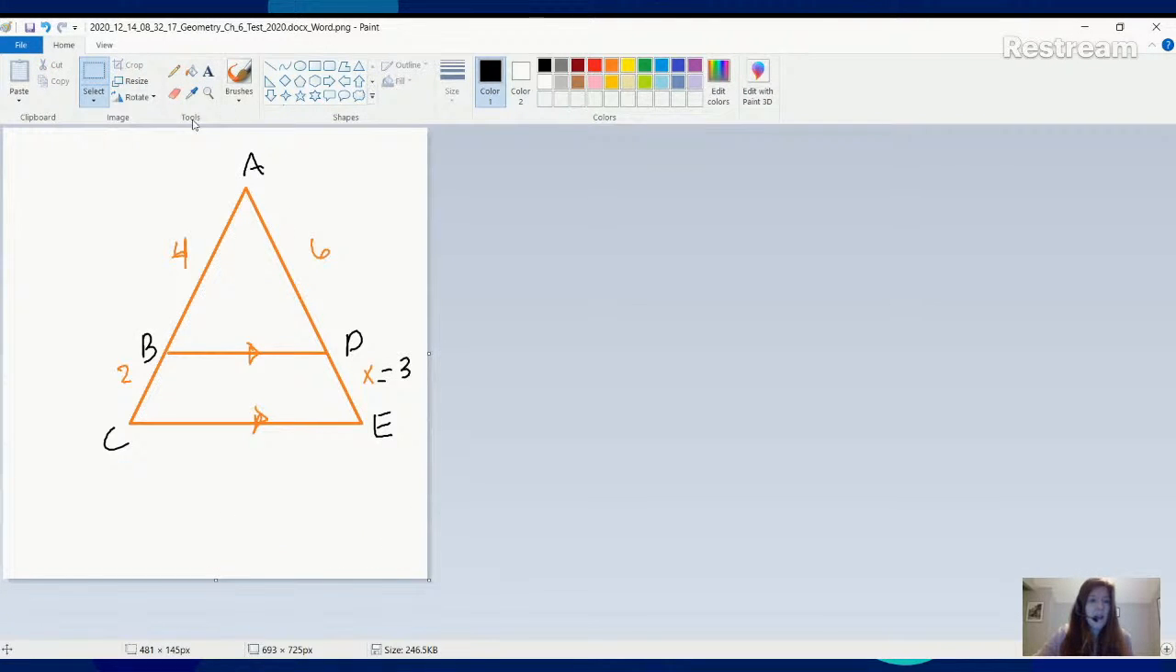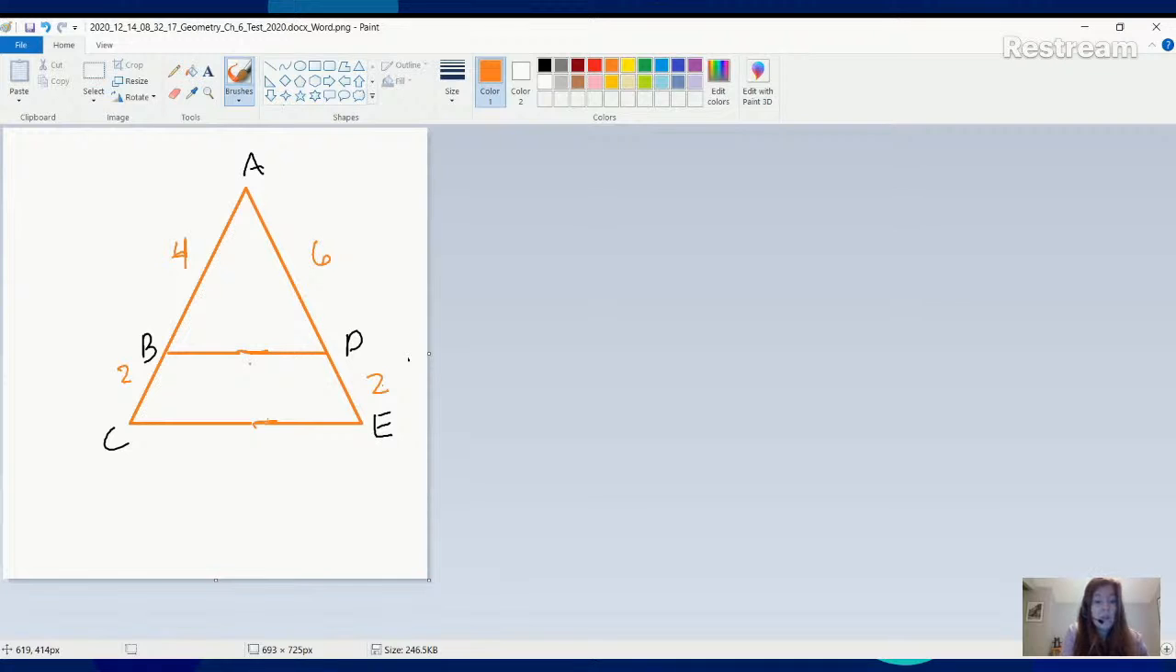I have this picture and I say to you, let's delete some of these off of here. I don't actually know if B to D is parallel with C to E, but I do know that A to B is 4 and B to C is 2, and A to D is, let's say, 6, and D to E is 2.